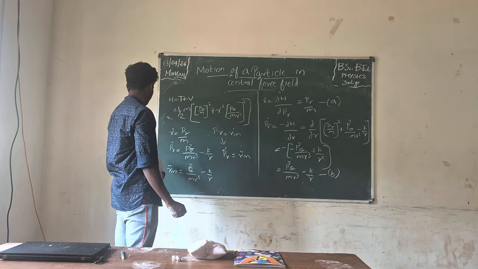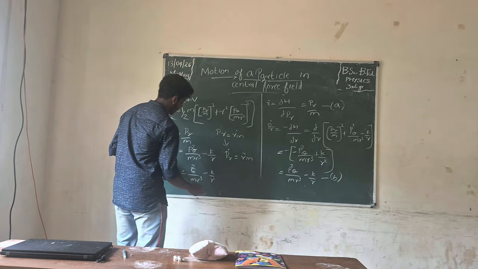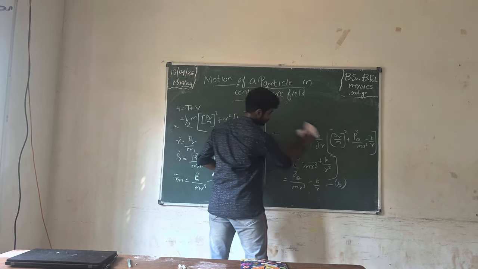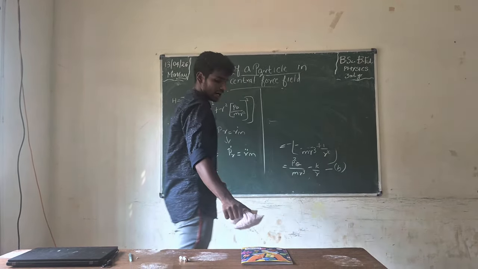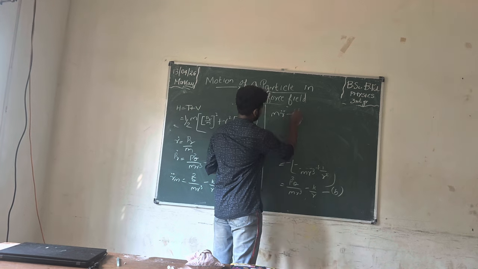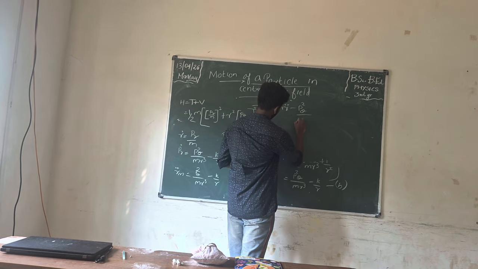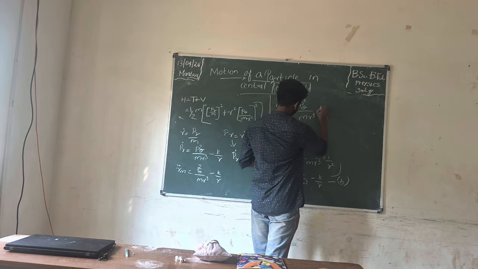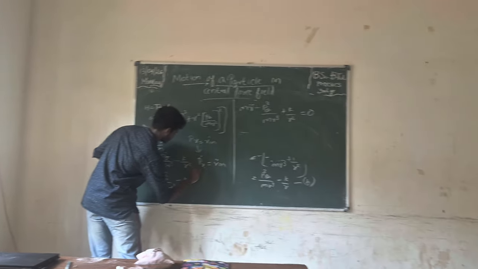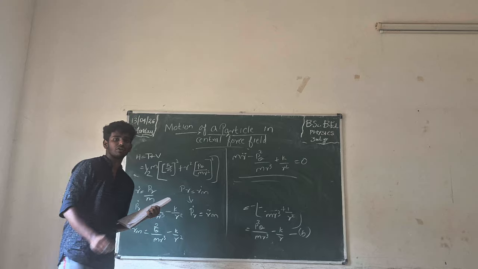Or we can simply write it as, if we take this term to the other side, R double dot M minus P theta square by M R cube plus K by R square is equal to 0. Okay. So this is the Hamilton's equation of motion.